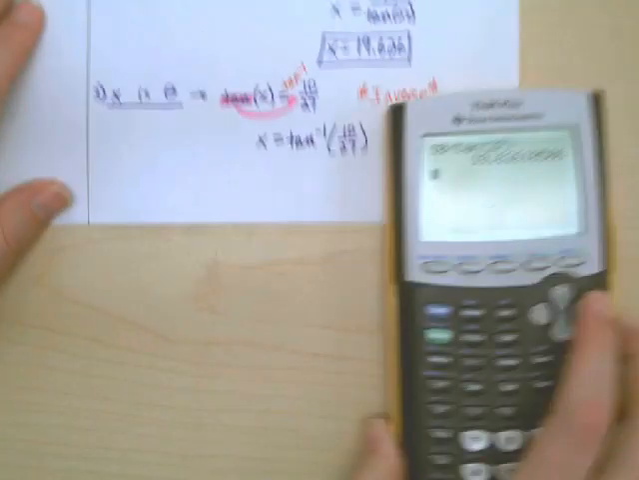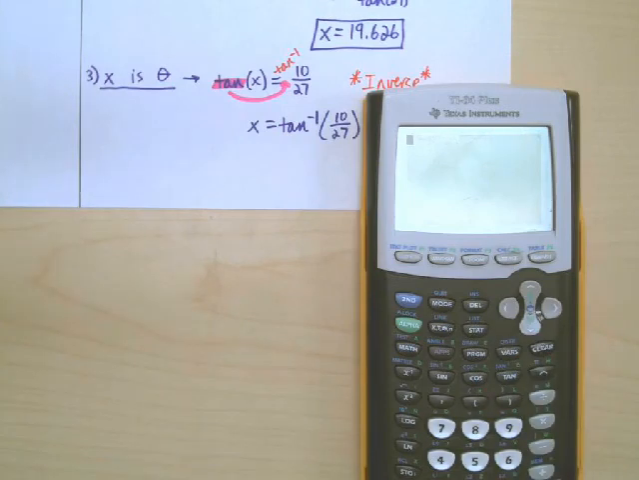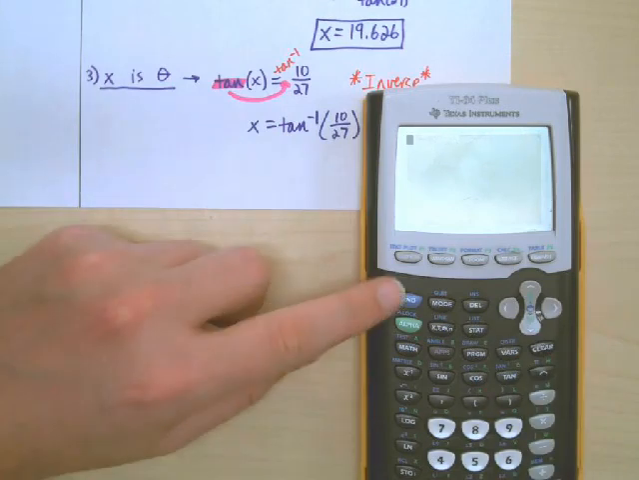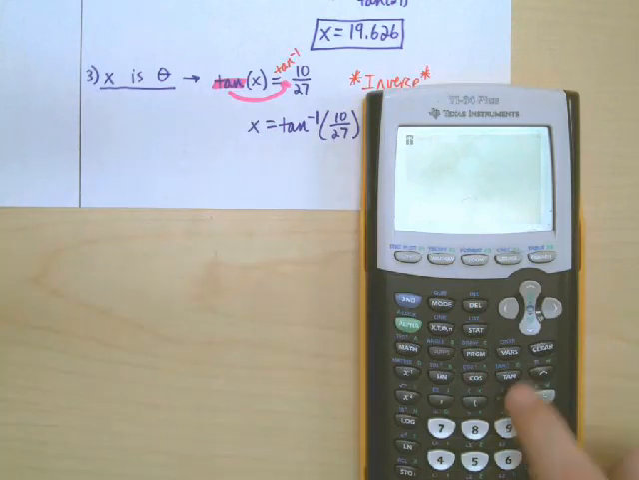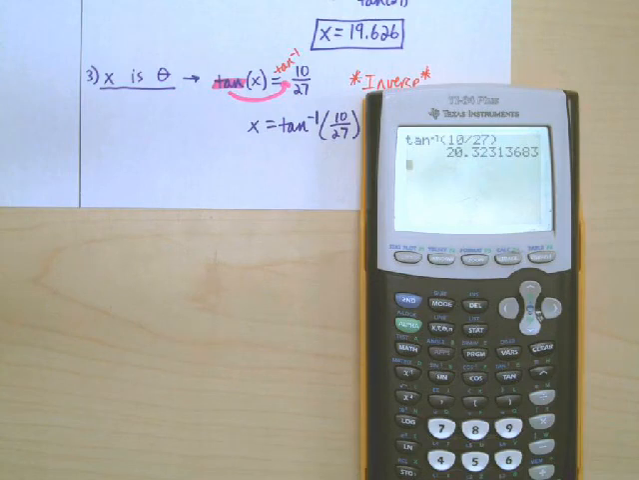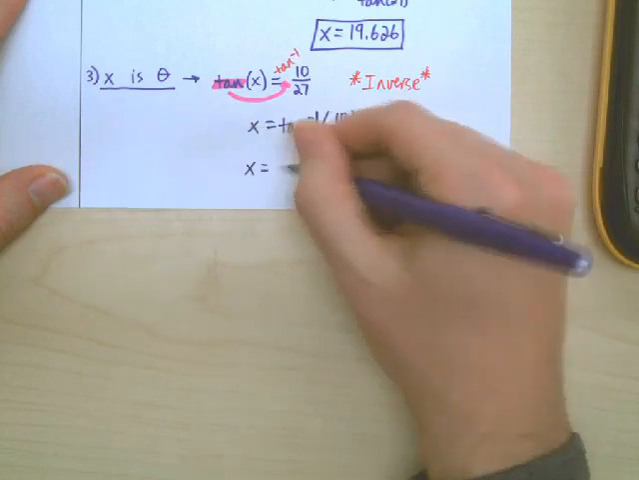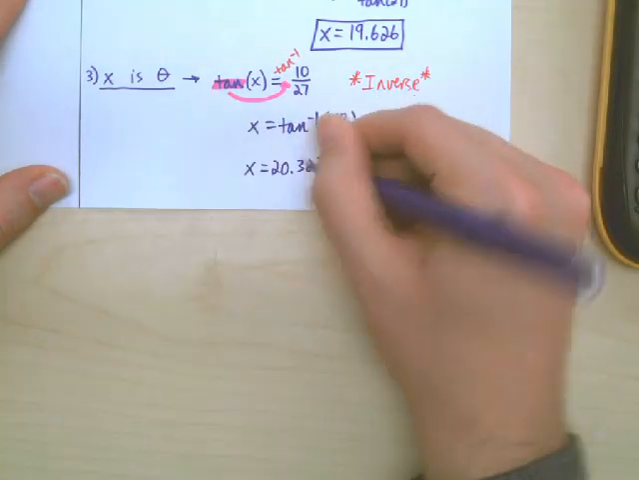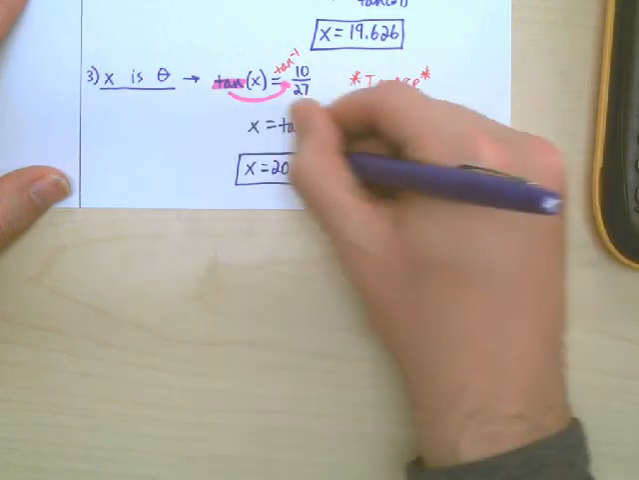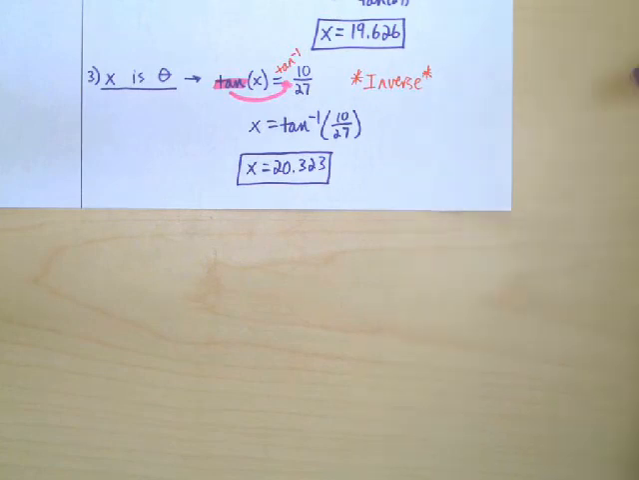I'm going to go to my calculator. In order to write tan negative 1, I'm going to press second tan. And then I can do 10 divided by 27. And I get 20.323. And those are all the solving skills that you should need to know for trigonometry.